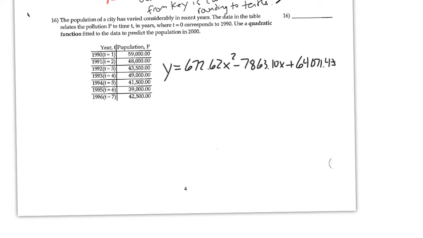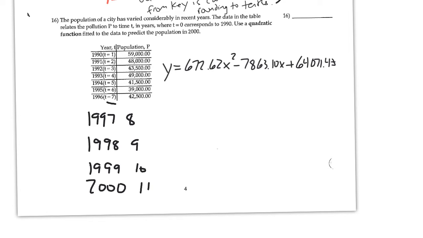The question actually says, use that model to predict the population of 2000. Well, if I would keep going with this, I believe 1997 would be 8, 1998 would be 9, 1999 would be 10, 2000 would actually be 11. But let's write those out. 97 would be 8, 98 would be 9, 1999 would be 10, and the year 2000 would actually be 11. Okay? So then we just simply substitute 11 in for all of the x's.